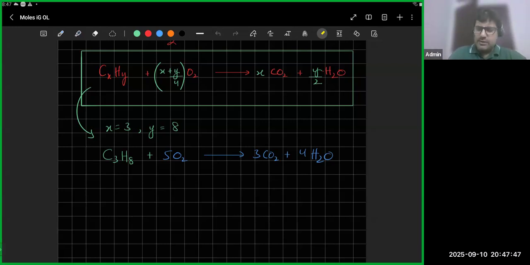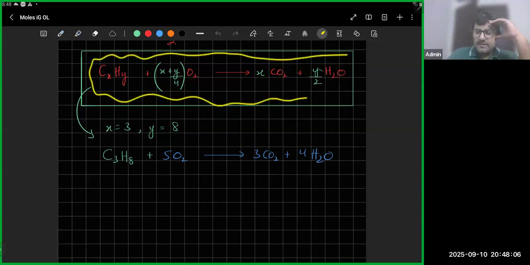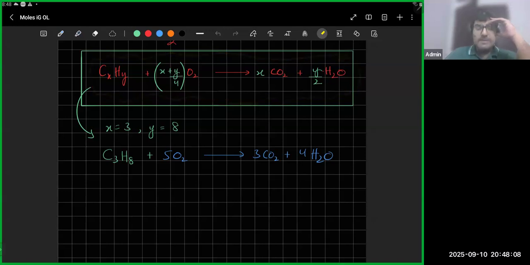Basically, in moles, we found the number of particles of one thing, and you'll be able to figure out the moles of all the other things involved in a reaction. This was combustion analysis. I told you that if you have a hydrocarbon, what is a hydrocarbon? It is a compound made up of carbon and hydrogen.